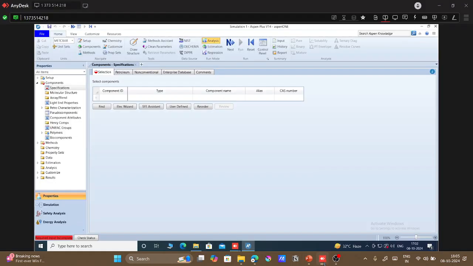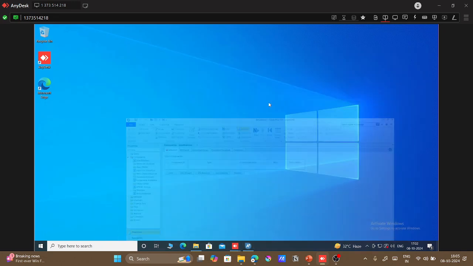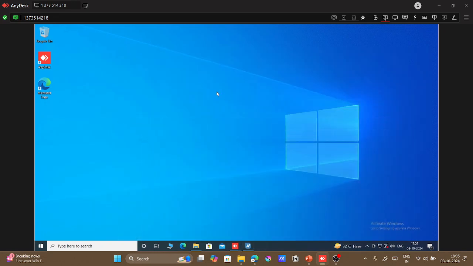This time, due to some licensing issues, I'm using my lab PC to run Aspen Plus, so there might be some connectivity issues. If that happens, please bear with me for a little while. I will try to resolve it within appropriate time. As you can see, it takes a lot of time to run. Anyway, let us start our simulation.